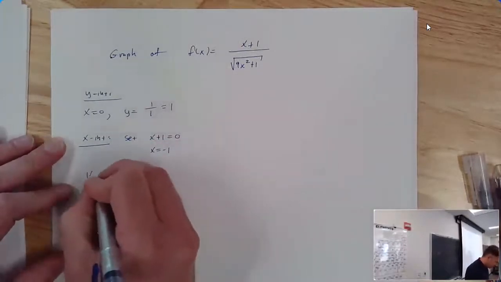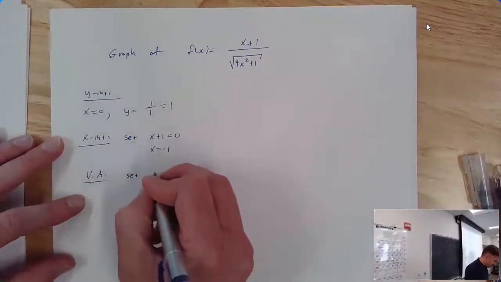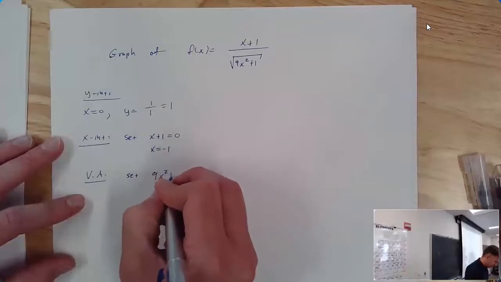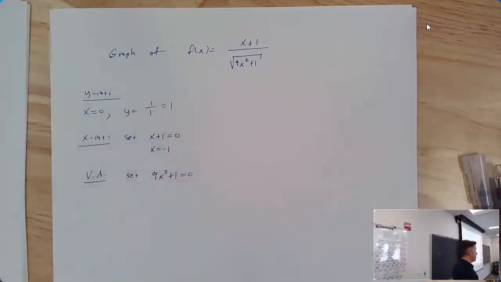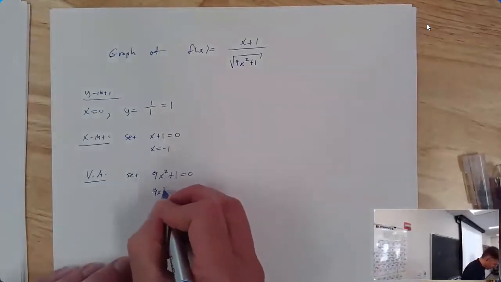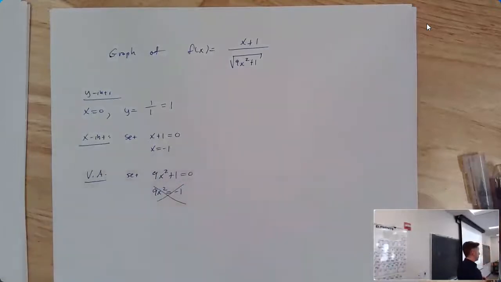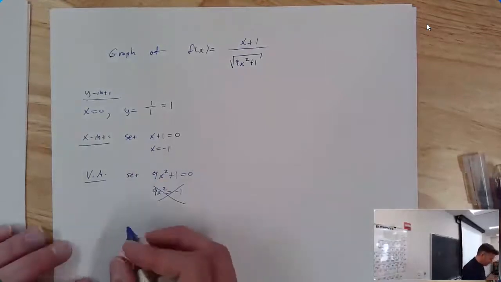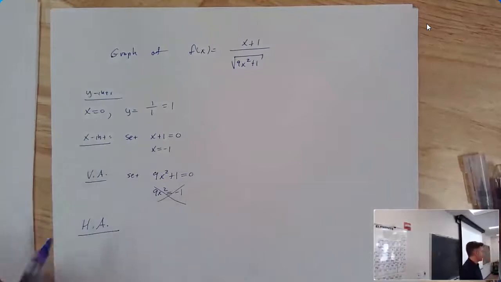Vertical asymptotes, we look to see where you might be dividing by 0. In this particular situation, that's not going to happen because 9x squared plus 1 is always bigger than or equal to 1. Never going to equal 0. If you try to get 9x squared equal to negative 1, nope, not going to happen. No real numbers will make that true. Imaginary numbers totally, but we're not dealing with them. And then finally, the horizontal asymptotes.